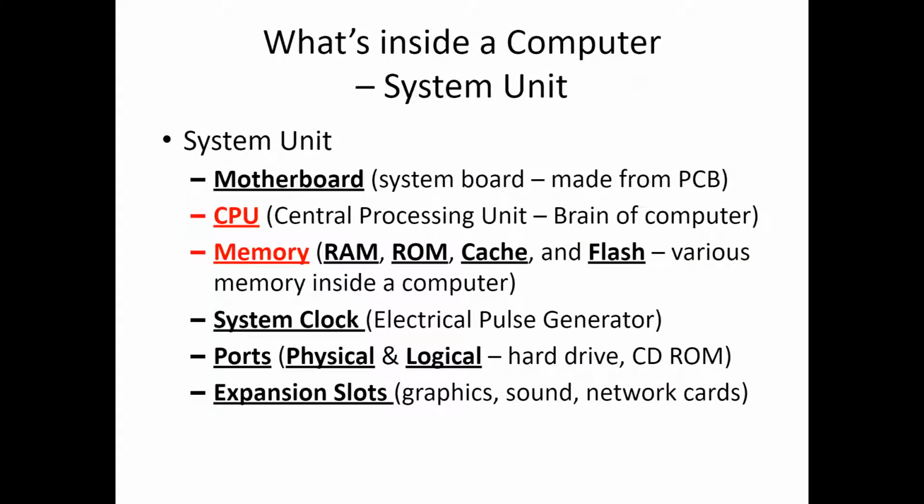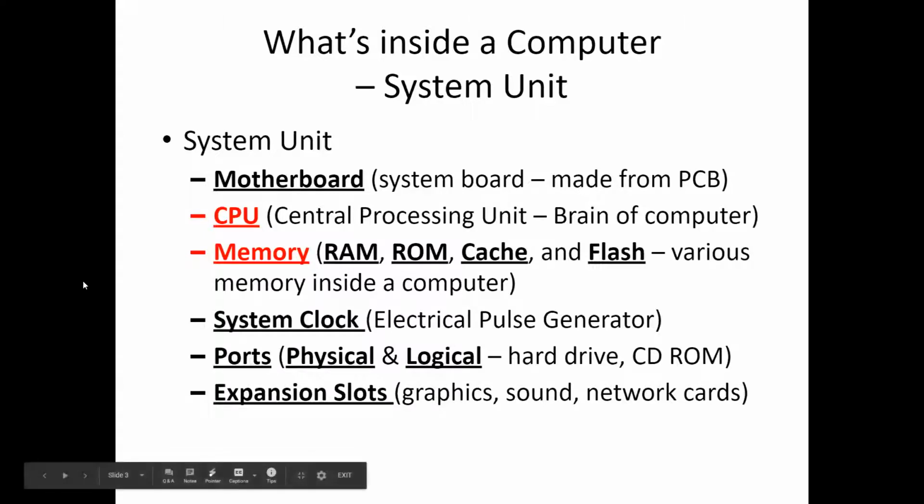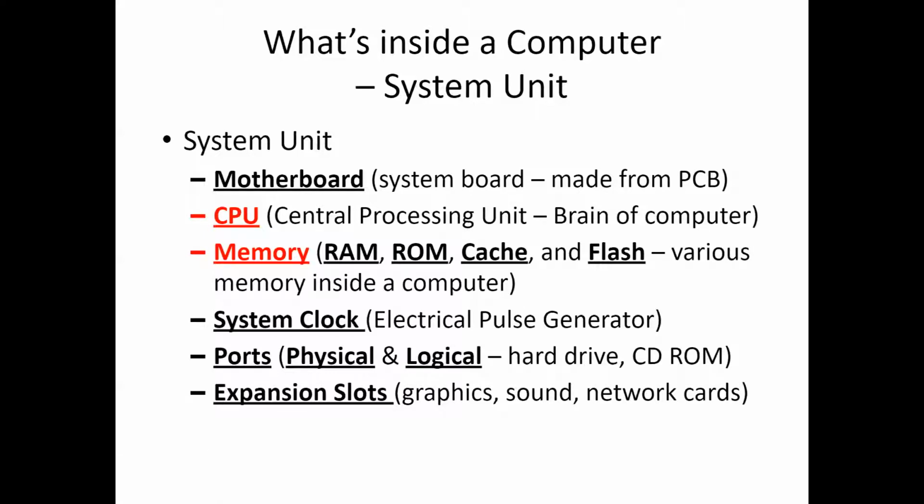So this is just a list of the main parts of the computer, which I said were motherboard, CPU, memory. And then you can also have ports for like a CD disk, and then expansion slots, and then this system clock thing.